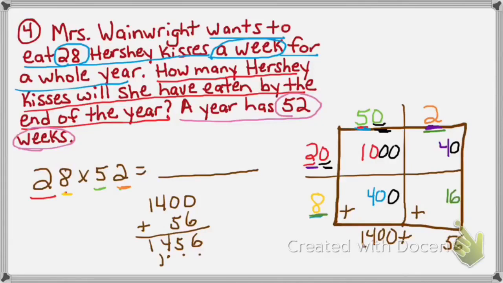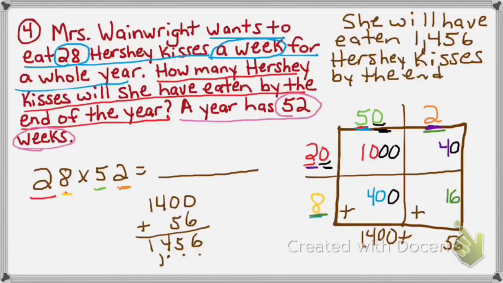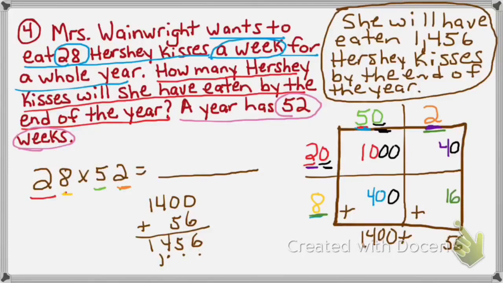But this is a word problem, so my answer needs a unit. The question says, how many Hershey's Kisses will she have eaten by the end of the year? I want to know how many Hershey's Kisses. So the answer will be, she will have eaten 1,456 Hershey's Kisses, that's my unit, by the end of the year. And that's my final answer.